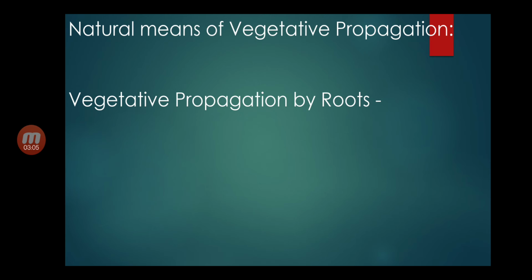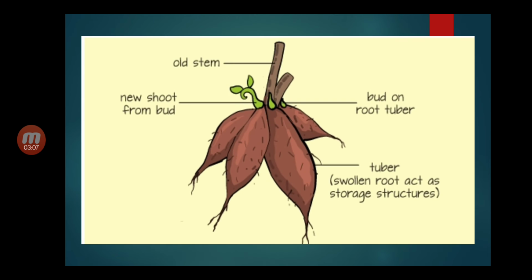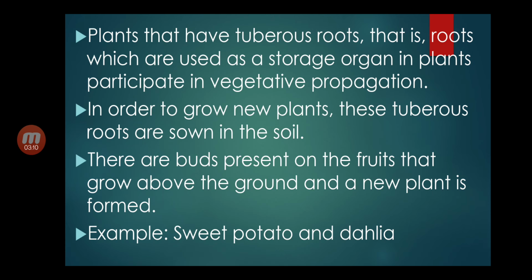By roots. Plants that have tuberous roots, that is, roots which are used as a storage organ in plants, participate in vegetative propagation. In order to grow new plants, these tuberous roots are sown in the soil. There are buds present on the roots that grow above the ground and a new plant is formed. Example, sweet potato and dahlia.